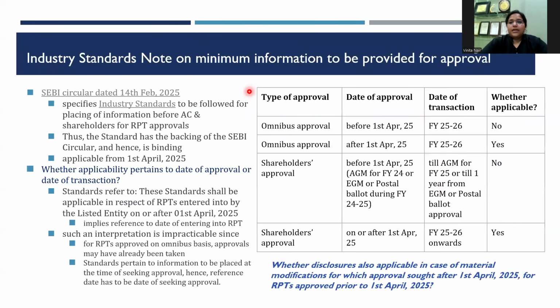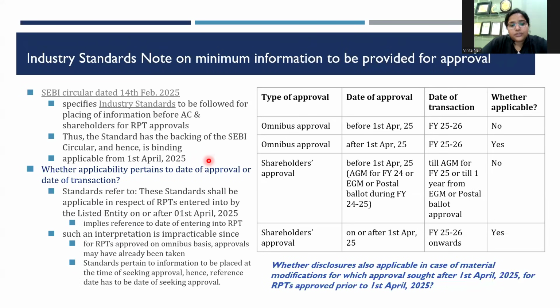Now, the industry standards note was rolled out on 14th of February and becomes effective from 1st April. The standards have been framed by the Industry Standards Forum, which comprises the 3 industry associations, and it also has the backing of SEBI. So it is framed in consultation with SEBI, and therefore there is a regulatory backing.